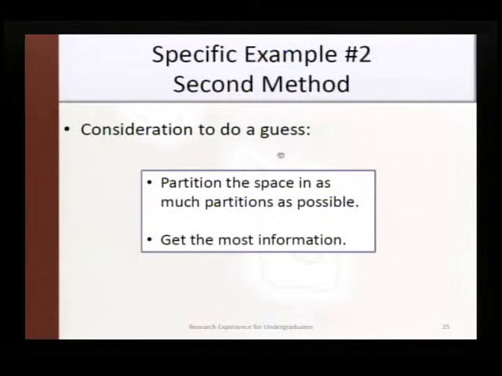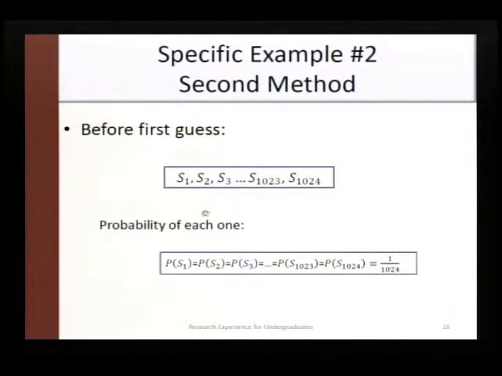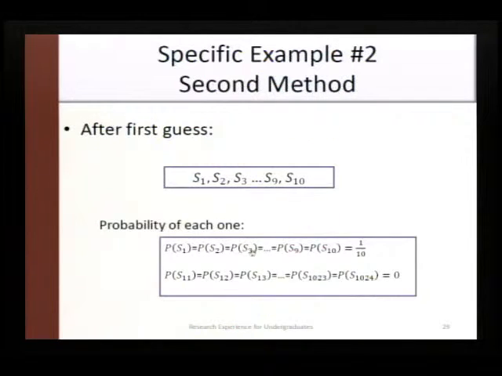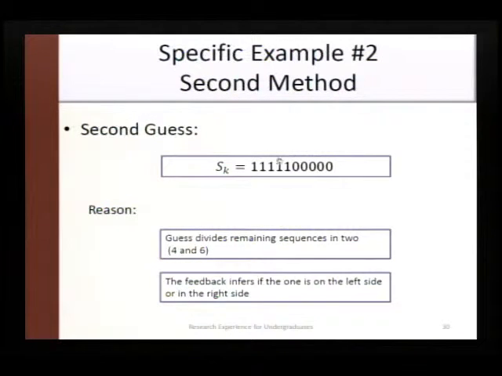So the consideration to make a guess is that I get the most information from the feedback, and that I can divide my partition as much as possible. Before my first feedback, I have the same space, 1024 sequences, and it'll be divided in 11 partitions with my first feedback, which is from my guess of all zeros. But with my second guess, which is half 1s, I divide my sequences in 2 partitions, 4 and 6. And this will tell me where the 1 is, whether in the first half or in the right side.